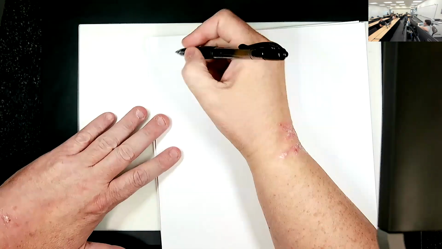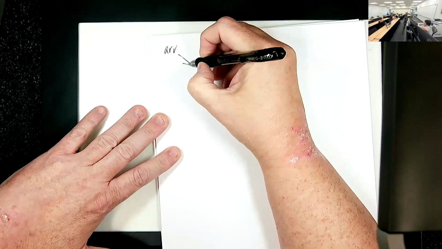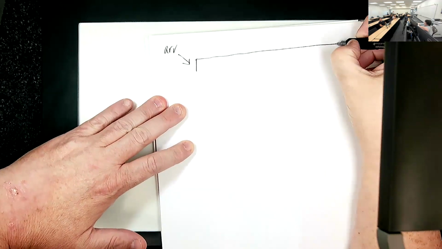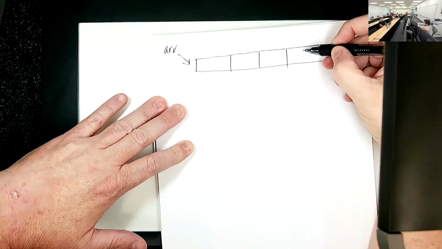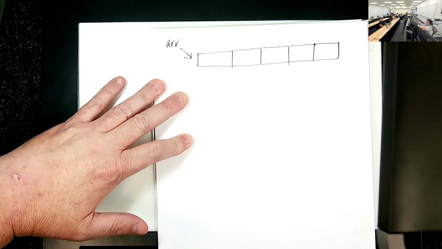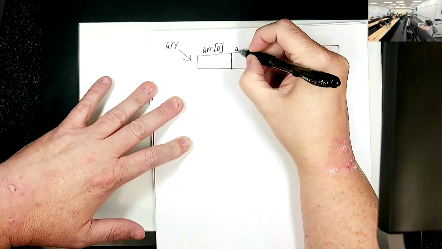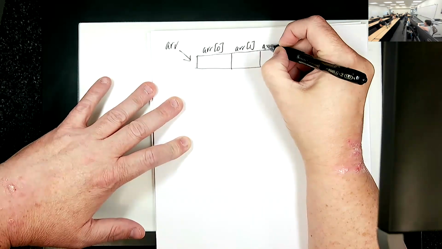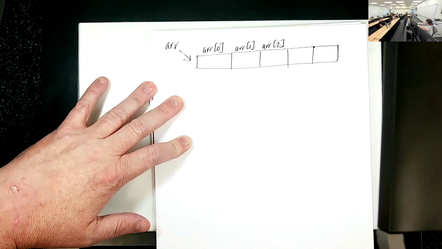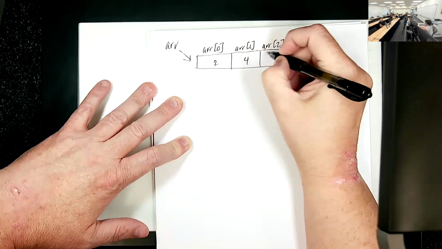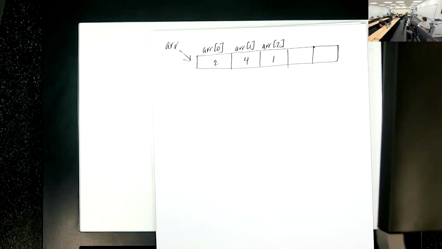All right, our array. My array is called that, and it points to memory that we're storing in. Let's see if I can make this reasonably five spaces. That's not even, but fine. Array 0, array 1, array 2, and we chose 2, 4, and 1 right now. So that's where we're at right now.